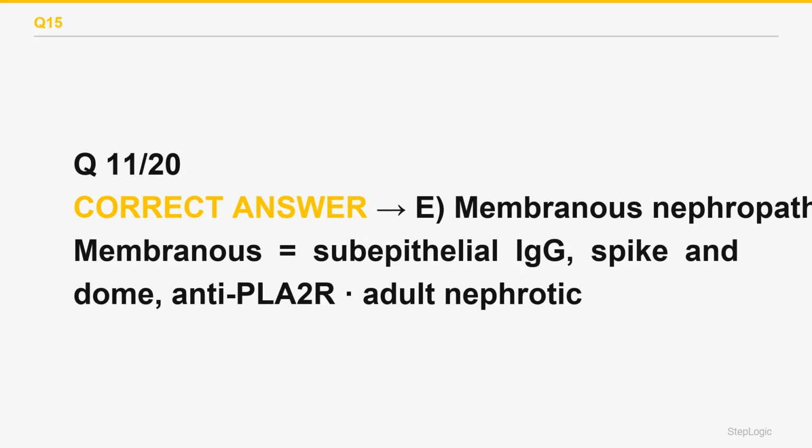Membranous nephropathy can be primary, anti-PLA2R, or secondary to infections like hepatitis B, drugs like NSAIDs and gold, SLE class V lupus nephritis, or solid tumors, so a new diagnosis prompts a workup. It also carries a high risk of renal vein thrombosis from the hypercoagulable nephrotic state. The subepithelial spike and dome deposits with anti-PLA2R in an adult with nephrotic syndrome point to membranous nephropathy.